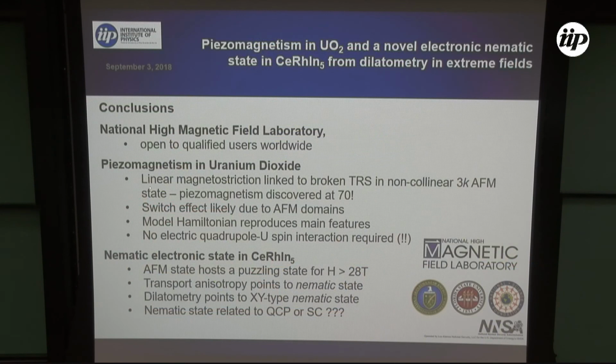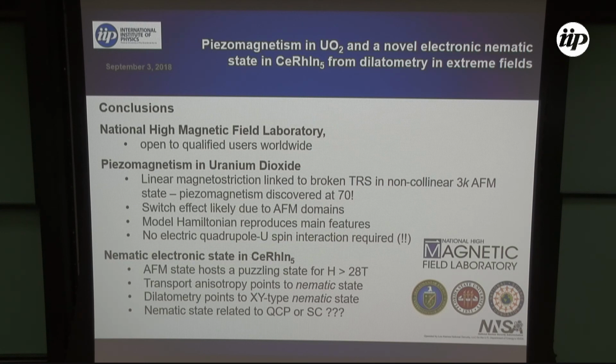Piezomagnetism in uranium dioxide shows linear magnetic response that is linked to a broken time reversal symmetry. This is a non-collinear 3K antiferromagnetic state discovered at 70. So this material still shows tricks that were not known before. The switch effect is likely due to antiferromagnetic domains. The model Hamiltonian reproduces the main features, and no electric quadrupole interaction with the U spin is required for this explanation.